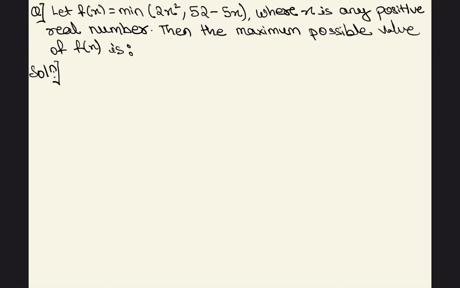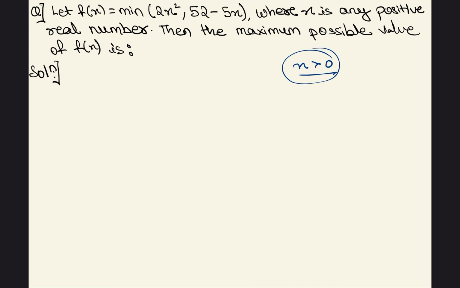So let's take a look at this question. Let f of x be the minimum of 2x square and 52 minus 5x, where x is any positive real number. Then the maximum possible value of f of x is. We have certain information about x, which is that x is any positive real number, which is basically greater than 0.